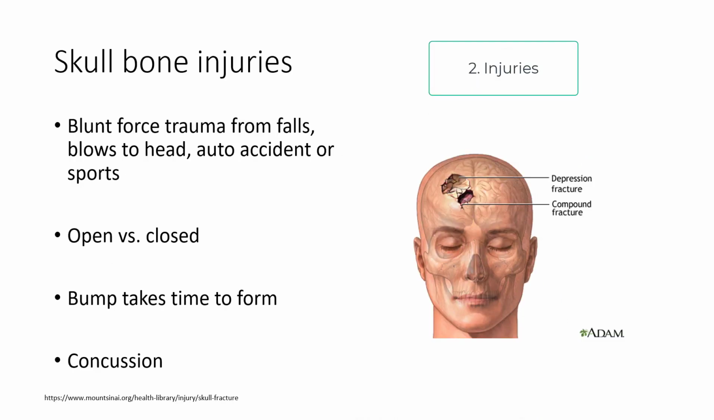There are injuries that can occur to the skull bones. Blunt force trauma to the head from falls, blows to the head, an auto accident, or sports involving large balls, such as if you try to take a header to a bowling ball. These can be open or closed depending on whether or not bones are sticking out of the skin. The bump that comes from these will often take some time to form, as there is not a lot of circulation up there and it takes a while for swelling to occur. A concussion is not an injury to the skull bones per se, but is an injury to the brain that occurs when too much force is applied to the head.